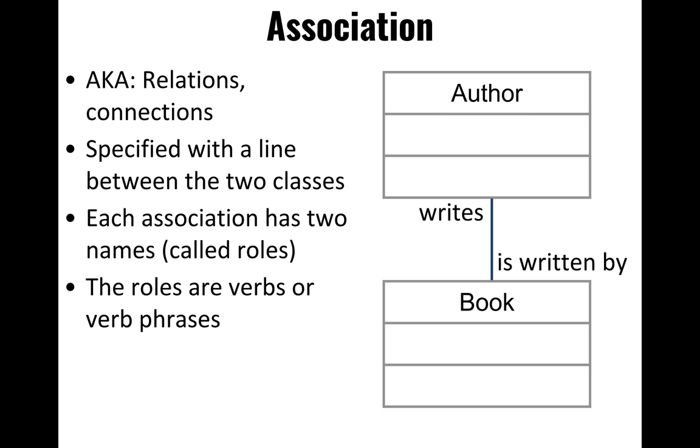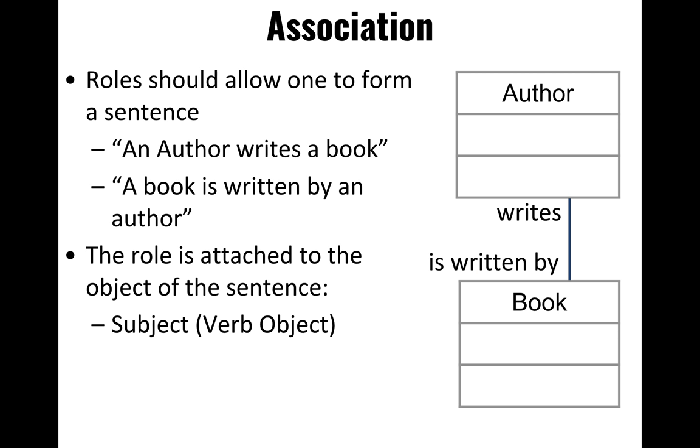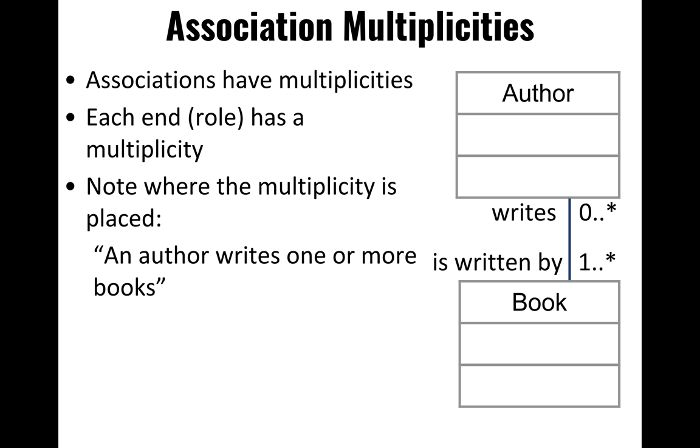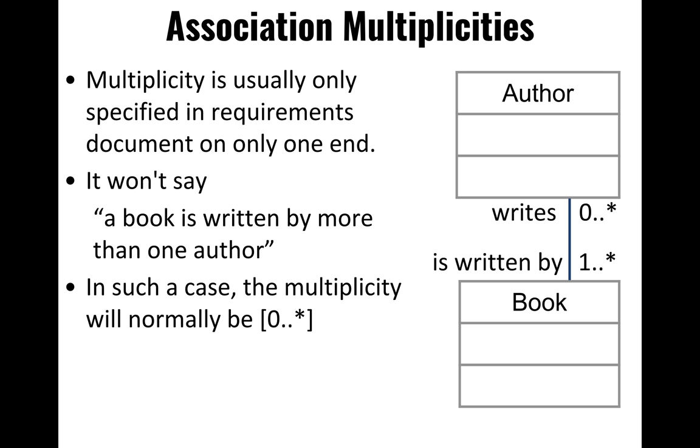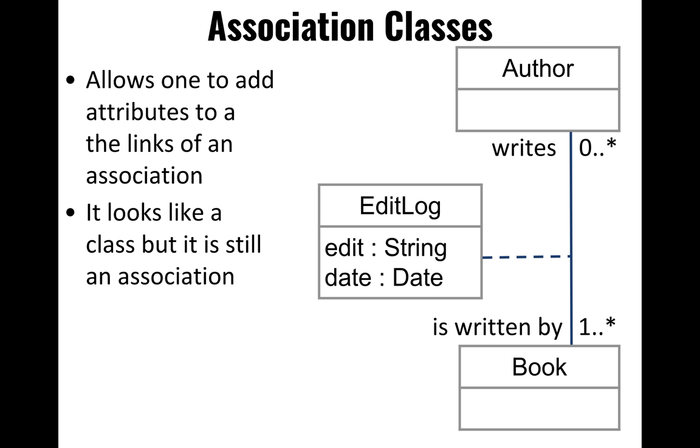Other things that we annotate as part of the association is how many instances of each one of these are participating in the association. We might say that, you know, zero or many of those are participating. And if you do have an author, you have to have at least one book written to be considered to be an author. So this specifies how many participate in the association.